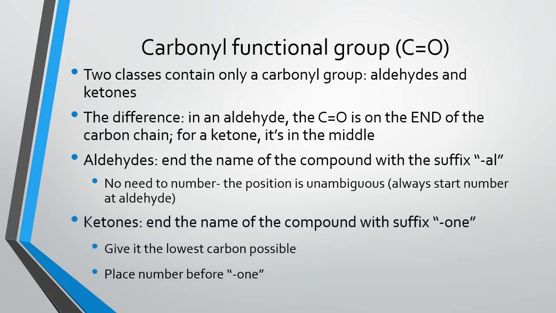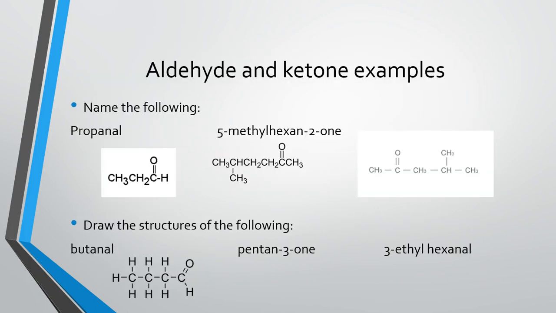For ketones, we're going to end the name of the compound with the suffix -one. We're going to give it the lowest carbon number possible, and we're going to place the number before the -one. So it's sort of similar to the way that you indicated the number with alcohol naming. I have a couple of these done for you just so you can see.